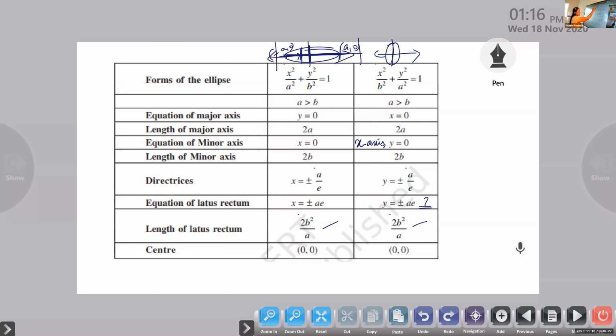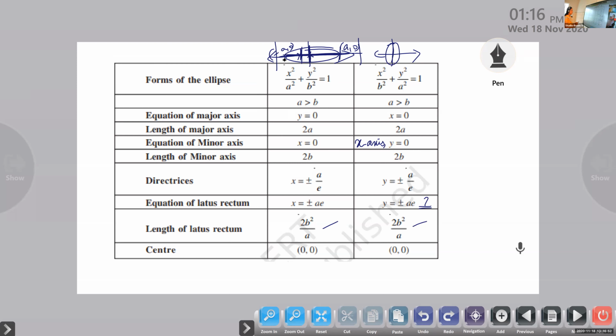And the center is where both the minor axis and major axis meet. Major axis and minor axis will meet at 0, 0. The center is 0, 0. So this much formula we have to learn. If you are thorough with the table, we can start doing the problems. Which is the major axis, which is the minor axis, these two things you have to learn.